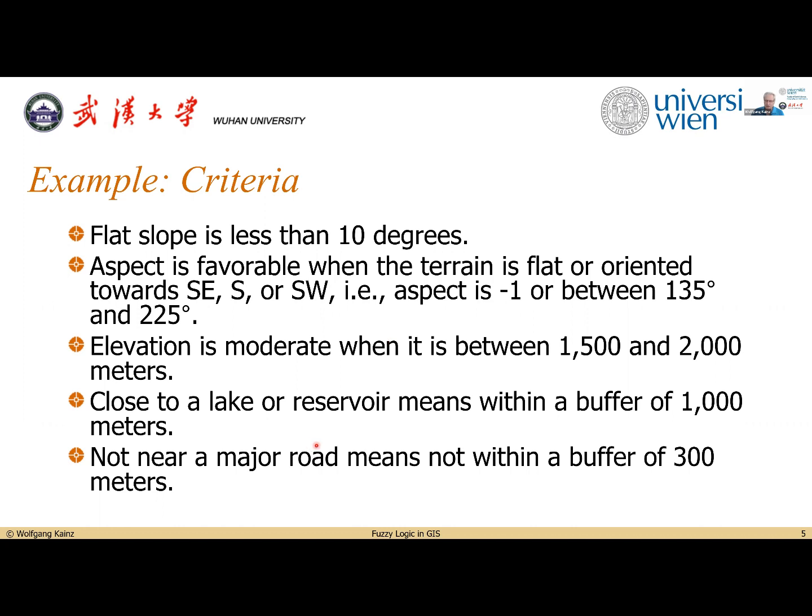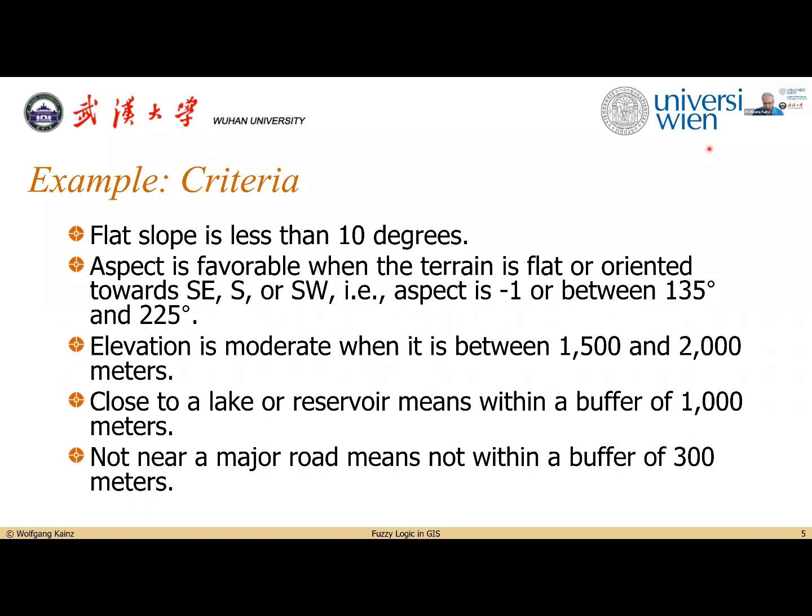Close to a lake or some water body means it should be within a buffer of 1,000 meters, and not near a major road could mean that it has to be outside a buffer of 300 meters from the road. So that is how we would solve that problem in a GIS, for example.